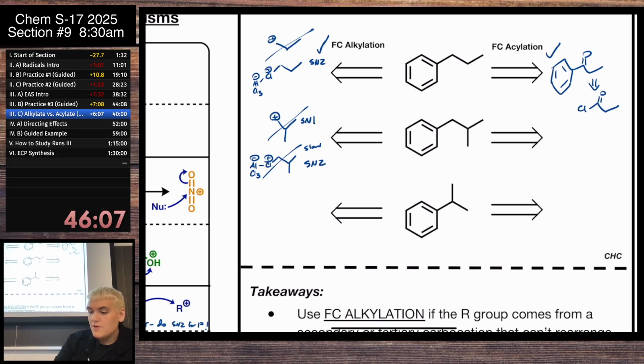However, if we thought about it from the acylation side, we know that we could form that carbonyl there and then do our three-step process and reduce that all the way down to an alkane. And this would come from an alkyl chloride that looks like this.